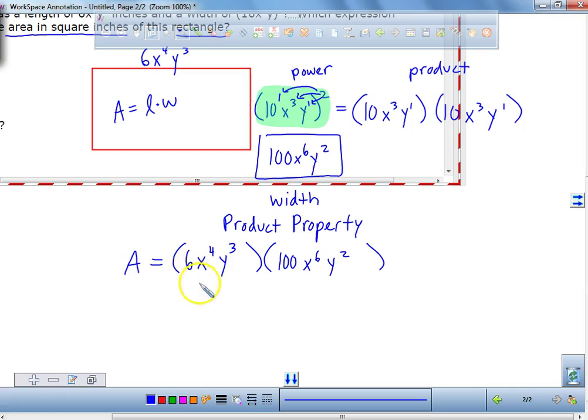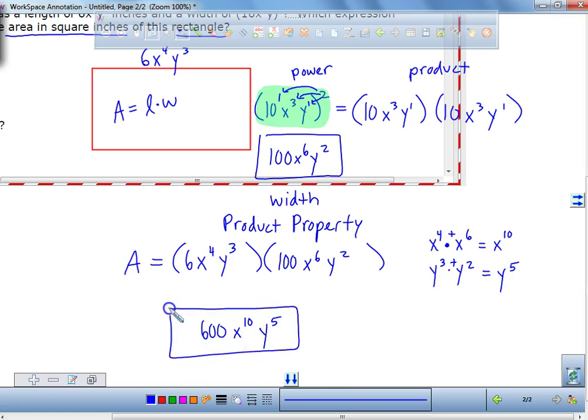So we are actually going to multiply 6 times 100. And what's 6 times 100? 600. Boom. Okay? But right here, we have x to the power of 4 times x to the power of 6. What are we allowed to do with those exponents, with the product property? Add them together. So that gets us x to the power of 10. Over here, we have y cubed times y squared. What are we allowed to do with these exponents? Add them together, and you get y to the power of 5. So this becomes y to the power of 5. This is your final answer.